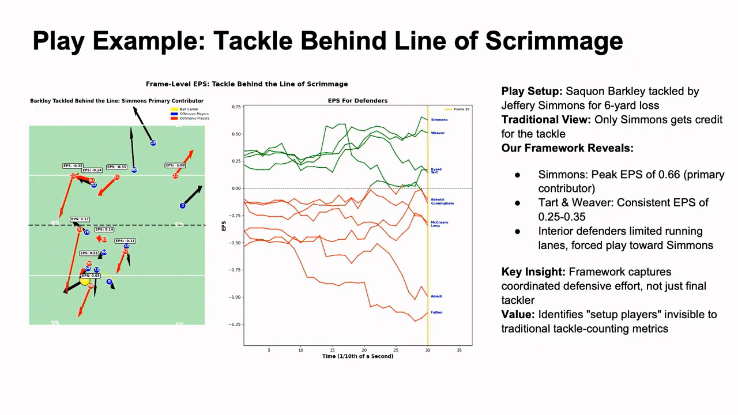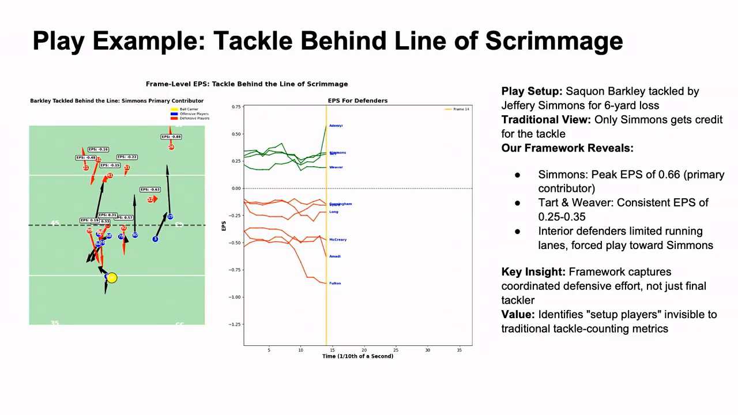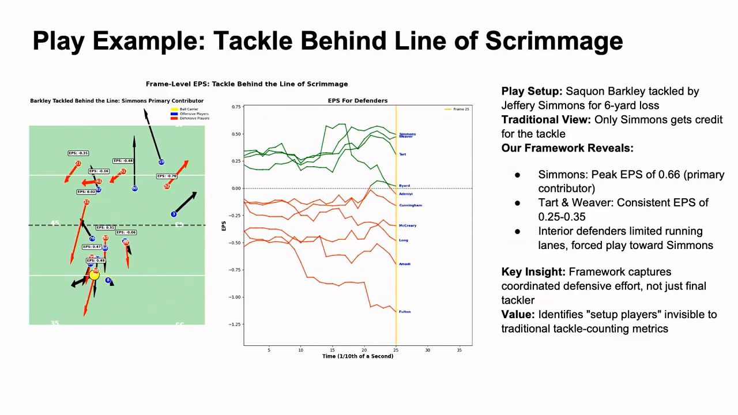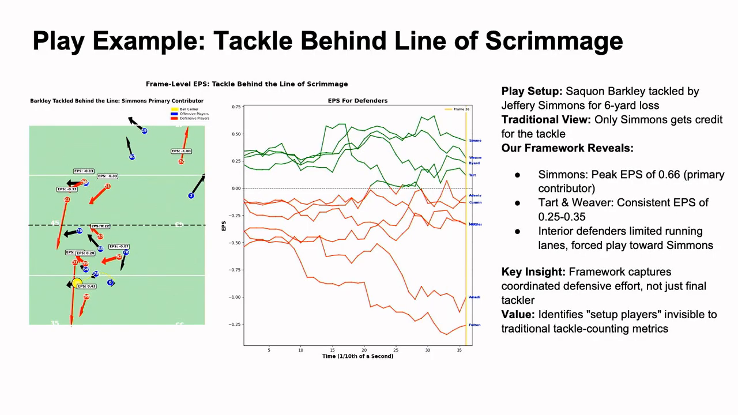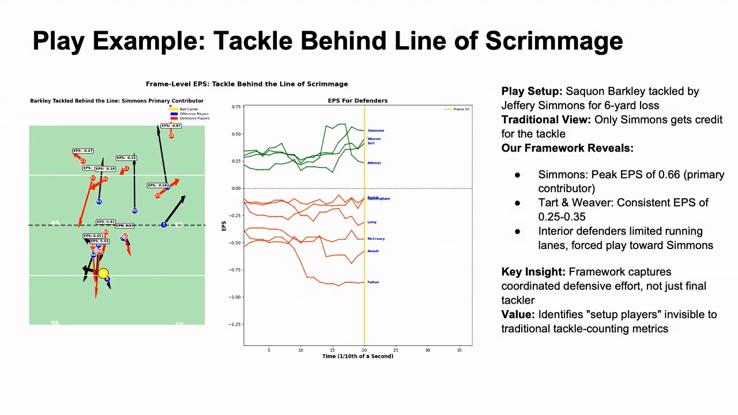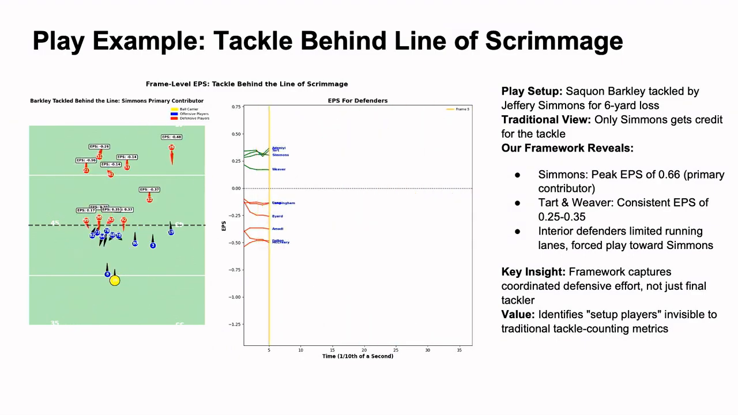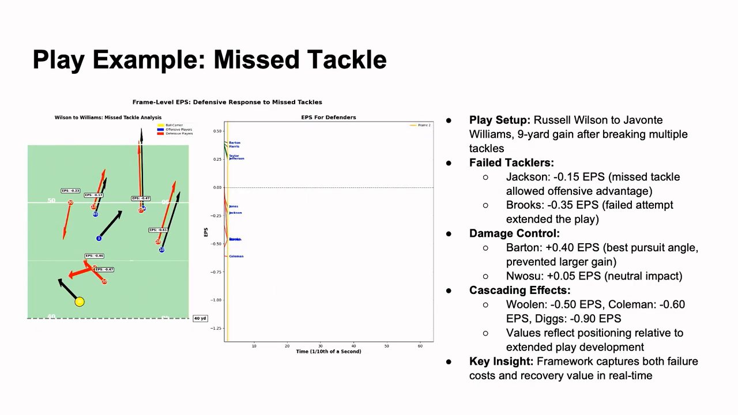There are also players such as Tartan Weaver who have consistently high performance. These interior defenders help to limit running lanes, which gives Jeffrey Simmons the opportunity to make this tackle. And so our framework can capture coordinated defensive effort, not just the final tackler on a play. This identifies setup players who are typically invisible to these kinds of metrics.